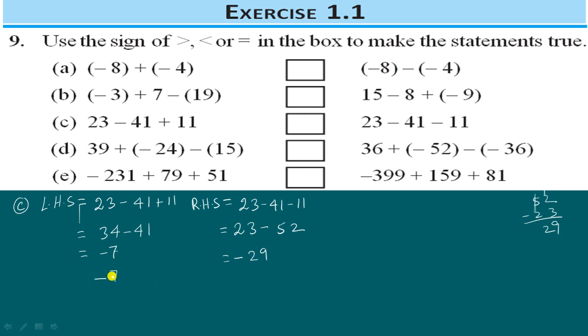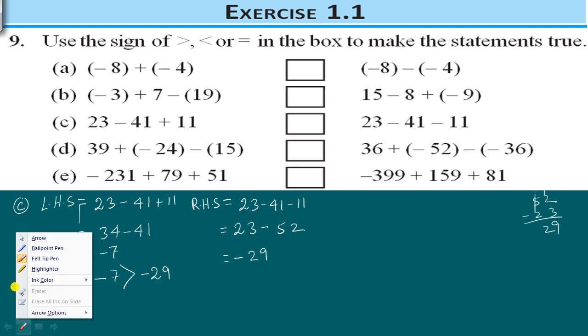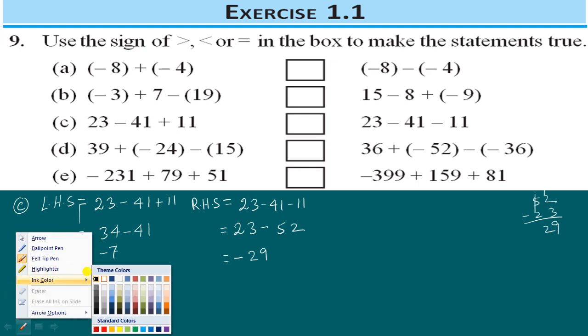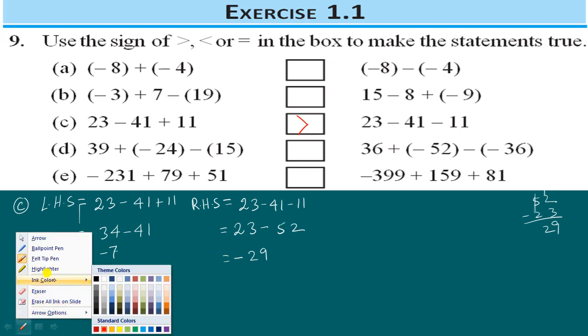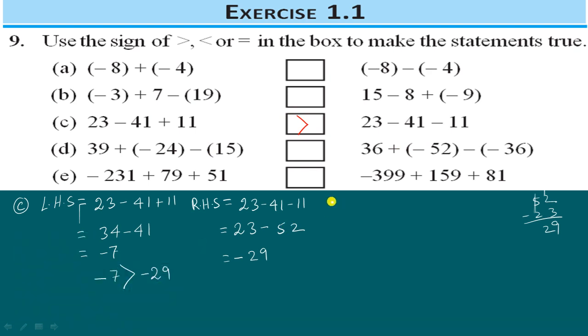Now you see that minus 7 is greater than minus 29, right? Minus 7 is greater than minus 29. Therefore, left hand side is greater than the right hand side. Therefore, getting the value that left hand side is greater than the right hand side, right? We'll solve question number D.